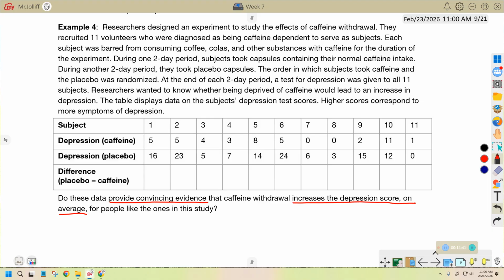And in this case, I can clearly see that it's not just any mean, it's a mean difference. This is a test for a mean difference. Anytime it's a mean difference, it's a t-test. So t-test for mean difference. And if we were doing the state plan do conclude, we would define it. The mean difference between depression scores for placebo minus caffeine.